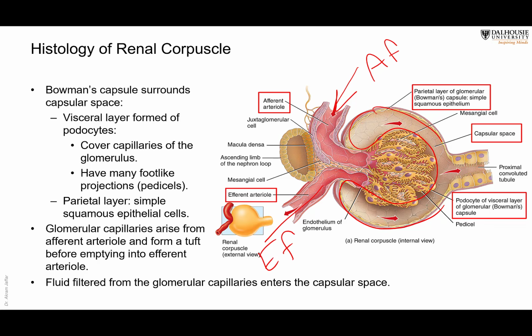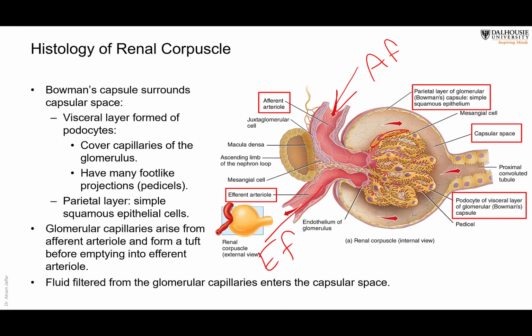So the Bowman's capsule here has two layers. It has this layer here, the parietal layer, which, as you see, is composed of flattened epithelial cells, called the parietal layer of the Bowman's capsule. And then the visceral layer, these are the yellow cells here that surround the capillaries of the glomerulus.